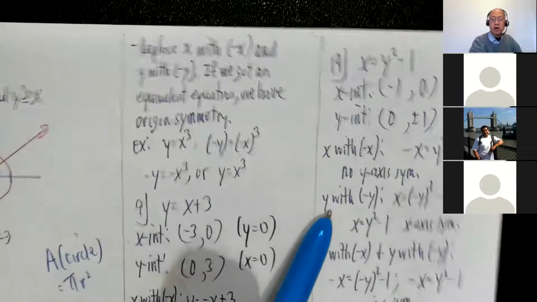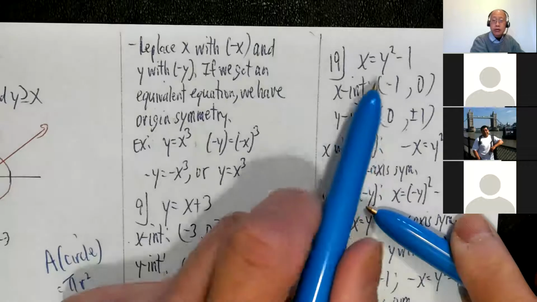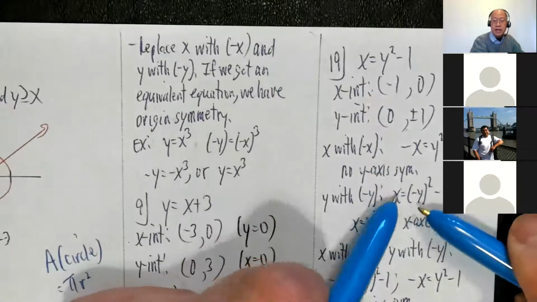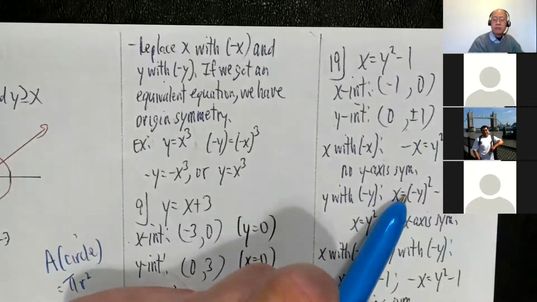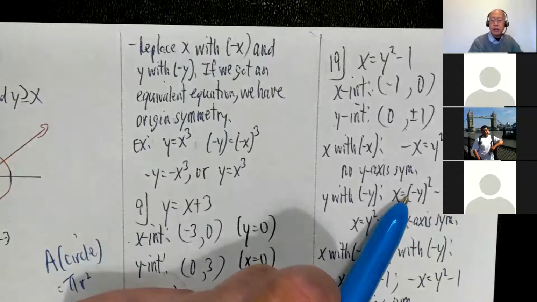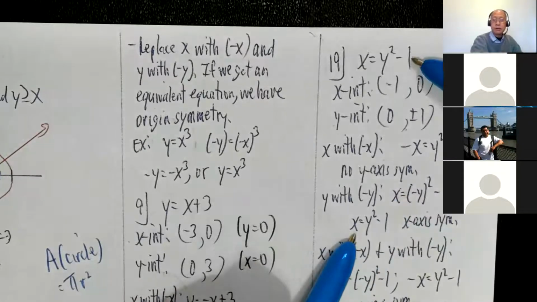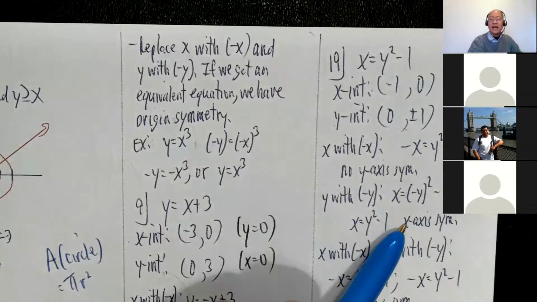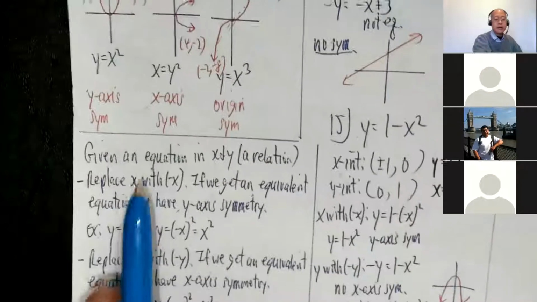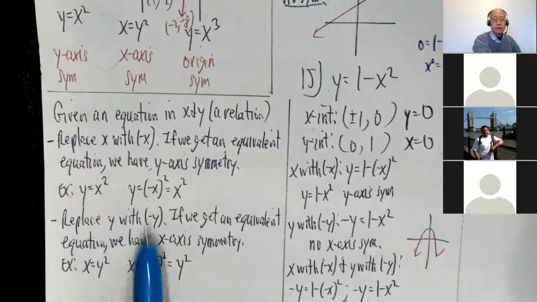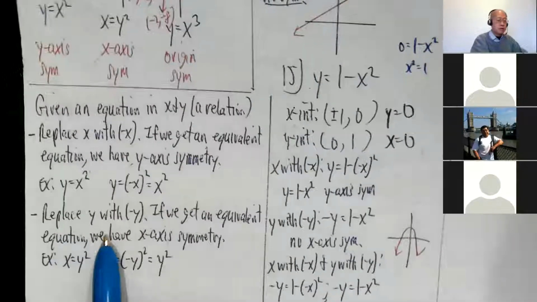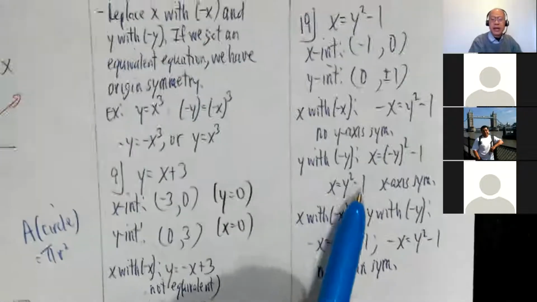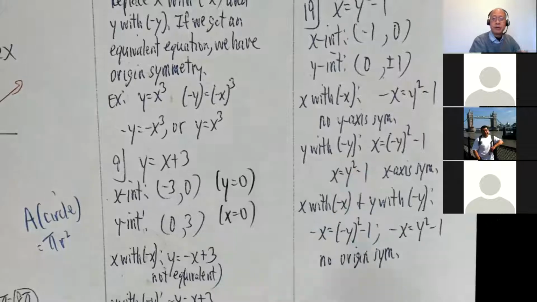However, if I replace y with negative y, so right there, put negative y, x equals negative y squared plus 1. But what is negative y squared? It's the same thing as y squared. So are these two equivalent? Yes, they are. So my conclusion, I do have x-axis symmetry. And again, if you want to put this entire algorithm on your cheat sheet, you may. And you can put examples. So whatever this thing looks like, it does have x-axis symmetry.